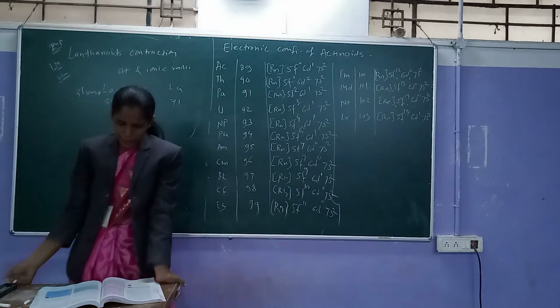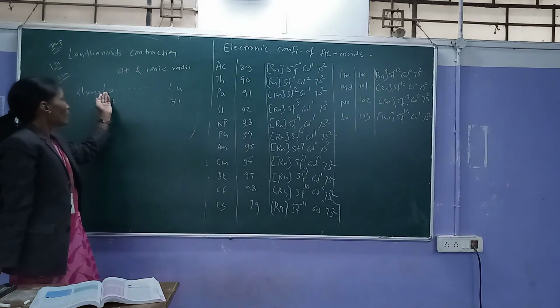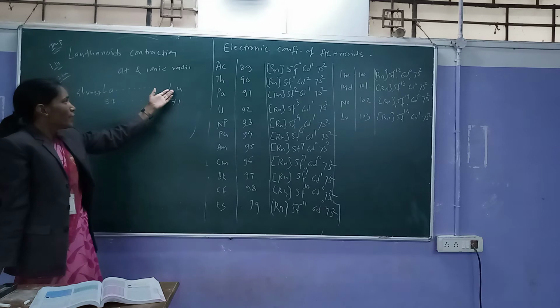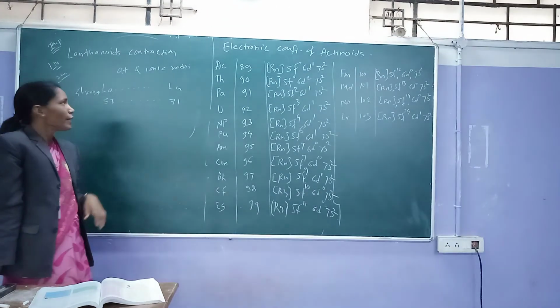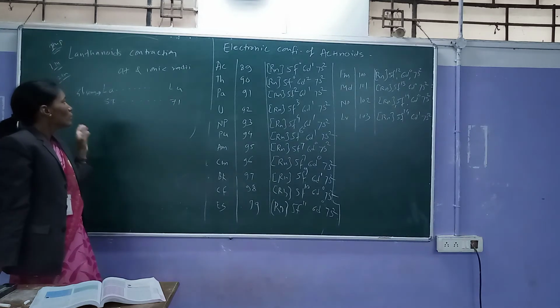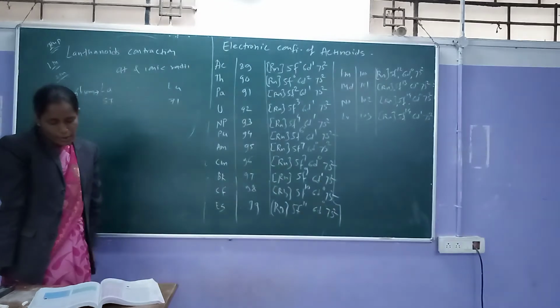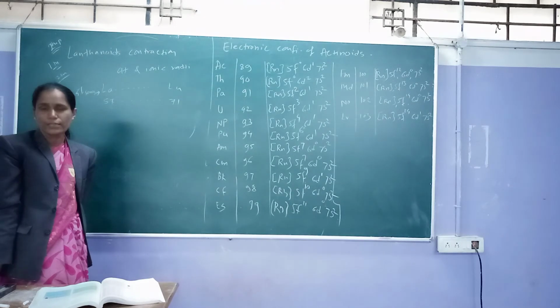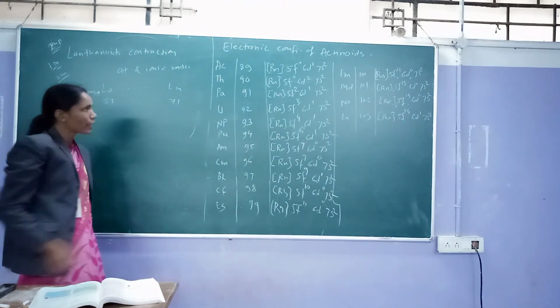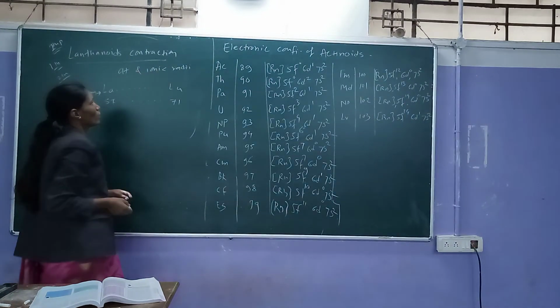Lanthanum to lutetium. Here, as we move along the period or along the 4f series, the atomic and ionic radii decrease due to the increasing atomic number, but the number of shells is the same, therefore the contraction takes place. That is, as we move along the lanthanoid series, the atomic and ionic radii decrease. This phenomenon is called lanthanoid contraction.